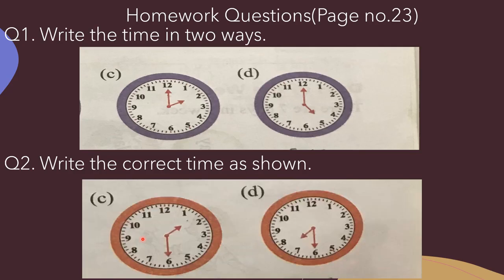So here again you have to do C and D part. In C part, it is given that in this clock, the minute hand is at 6 and the hour hand is between two consecutive numbers 1 and 2, and you have to write the correct time. And in D part, the minute hand is at 6 and the hour hand is between 7 and 8. Okay, you have to tell the correct time. You have to write the correct time in two ways. Understood, beta? Thank you.